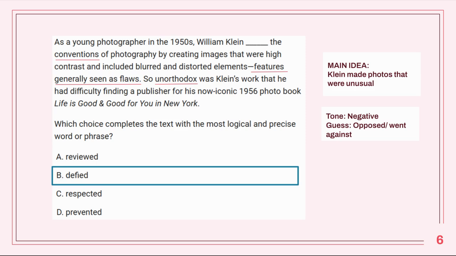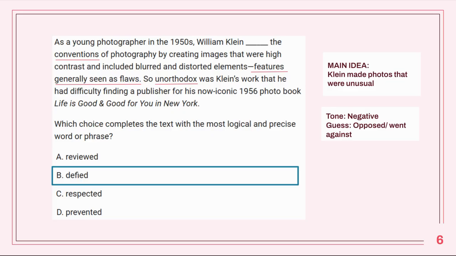C, respected. That's kind of the opposite. He's not respecting the conventions, he's defying them. If he respected the conventions, that means he'd sort of follow them. He'd be like, yeah, I'm kind of going according to the conventions of photography, but he's making photos that are unusual. So respected is kind of the opposite of what we need.